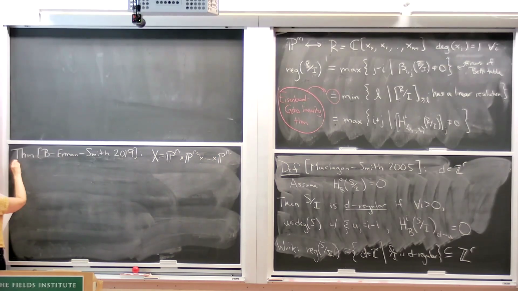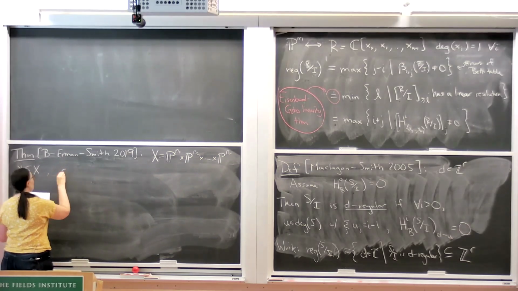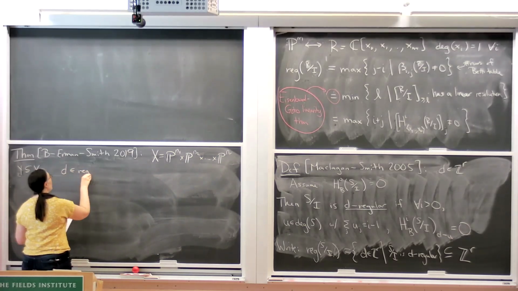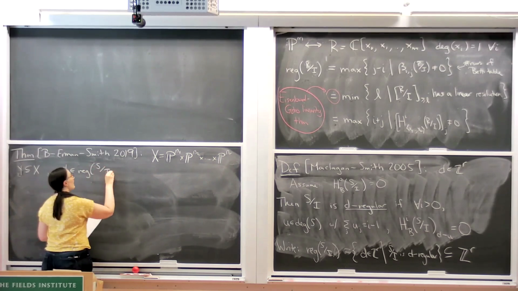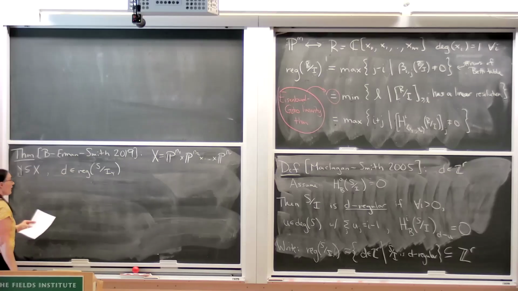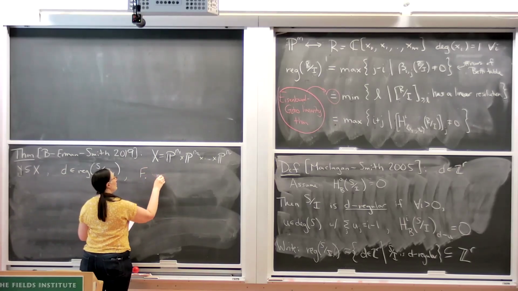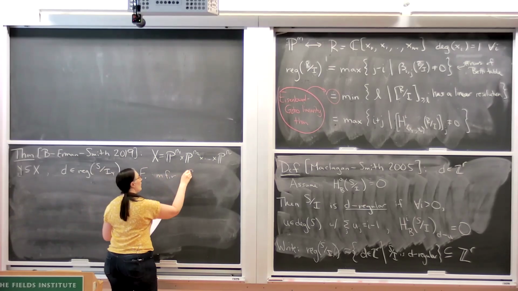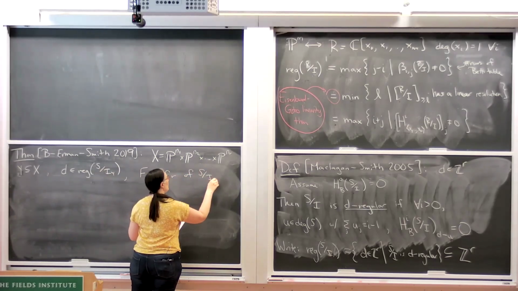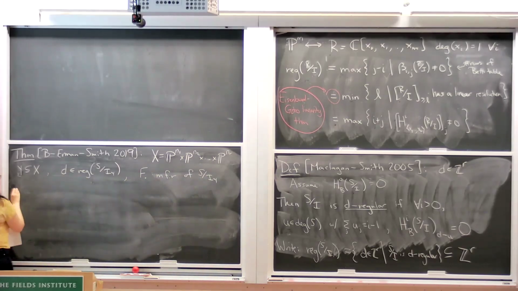All right, so I choose some Y inside of my X, a subvariety, and I have d in the regularity of S mod I_Y. And then I need the minimal free resolution of S mod I_Y.